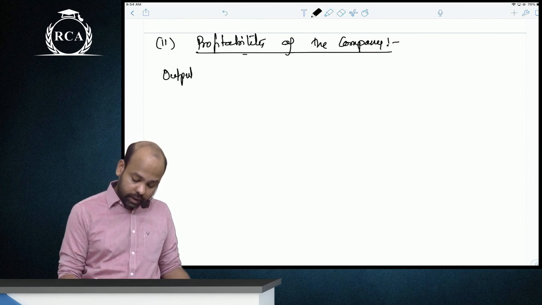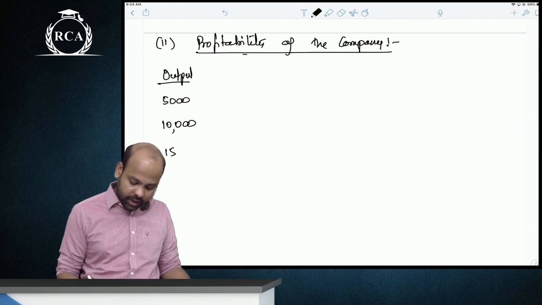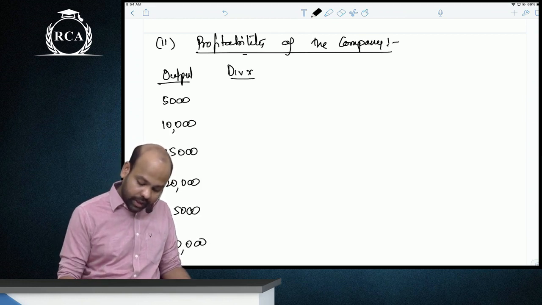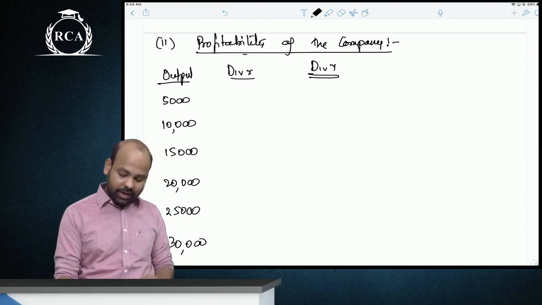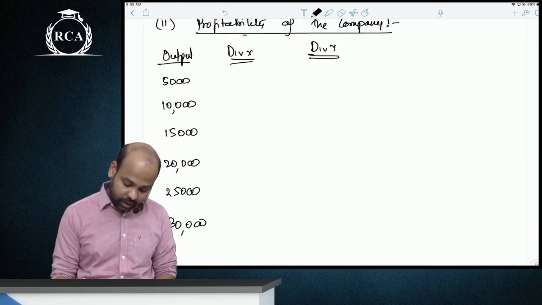So now, guys, I will have to write what is the profit made by these divisions at each of these output levels. Add those profits, and that will give me the profitability of the entire company. They said division X beta is making a loss of 1,12,500, correct?